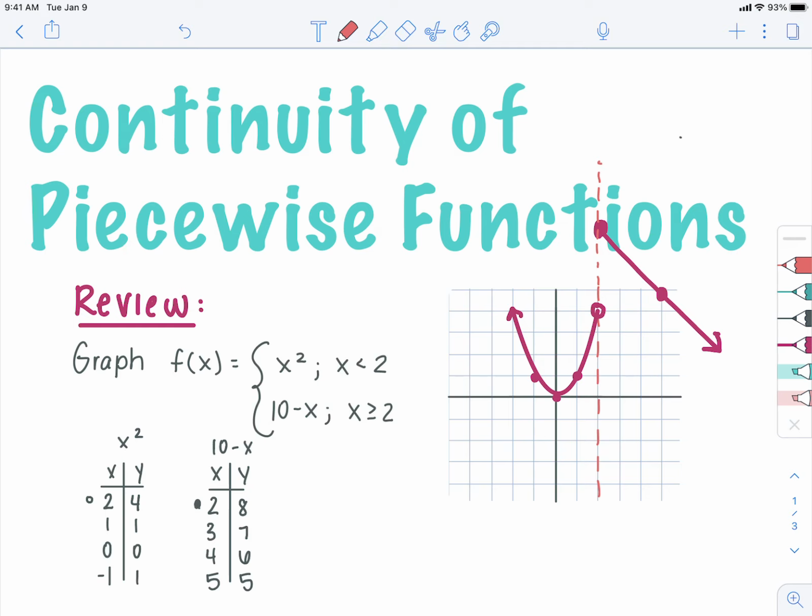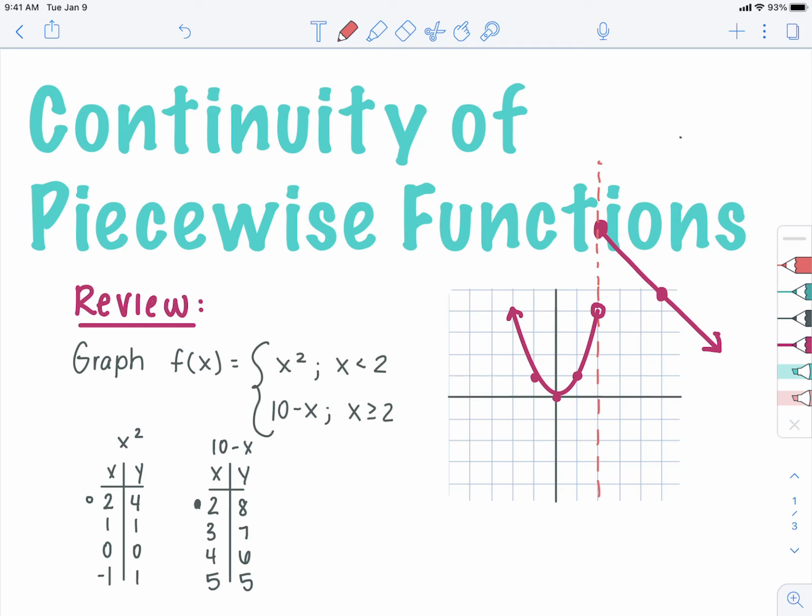So all we're going to be doing today is deciding if that function is continuous or not. If you draw yourself a picture, you can clearly see, are those two pieces connected? No. I can also tell before I even graph it if they're going to be connected, because in order for them to be connected, they have to have the same y value.